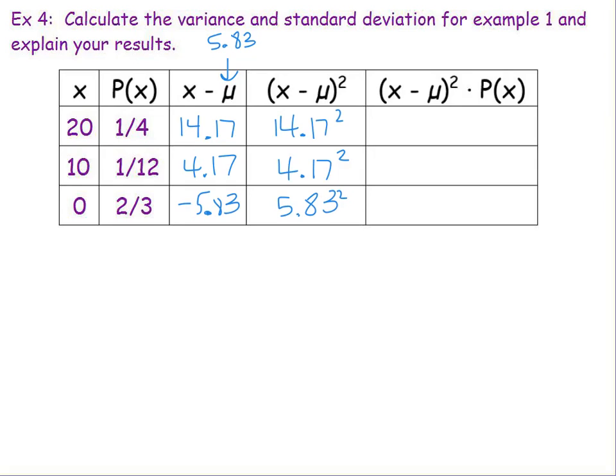So now we're going to take the part that we just finished, which was 14.17 squared, and we're going to multiply it by its probability. So we're going to multiply this by 1/4. Then we're going to do the next line. 4.17 squared times its probability, which is 1/12. And finally, 5.83 squared times its probability. Oops, I'm sorry. That's not 0. Let me erase that.